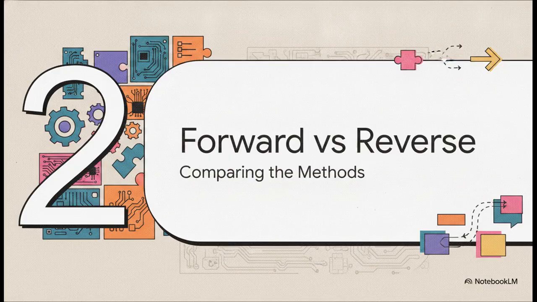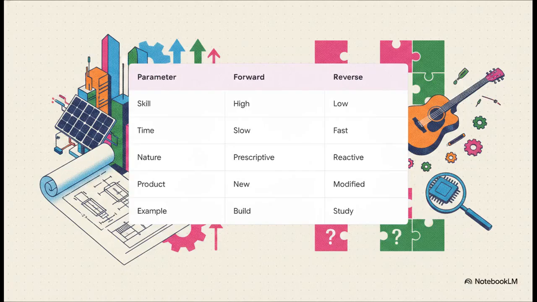Moving on to Section 2, forward versus reverse engineering. Let's compare these two methods. To really wrap our heads around this concept, it helps to see that these two methods have an exact inverse relationship. Look at the real-world examples here. They perfectly hit the nail on the head. Forward engineering is like building a brand new solar panel from a stack of schematic blueprints. You have to know exactly what you're doing to build something that actually functions.